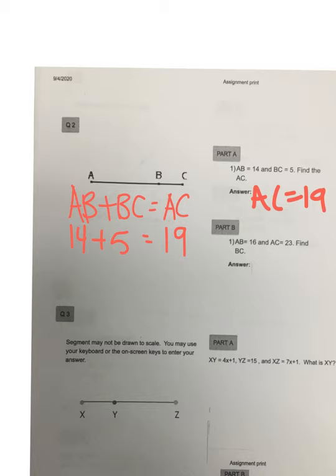Remember, you have to write that AB plus BC equals AC equation, though. If you don't write it, that'll be 4 points off. And this kind of problem would be worth like 6 points.